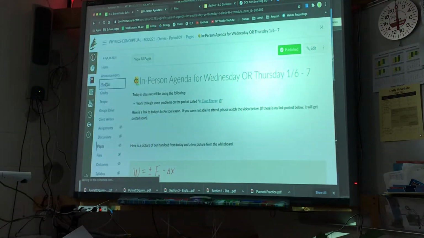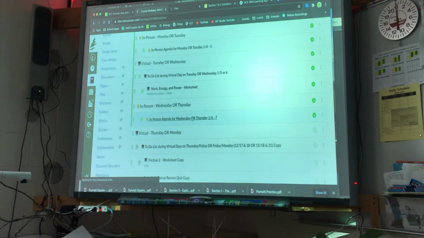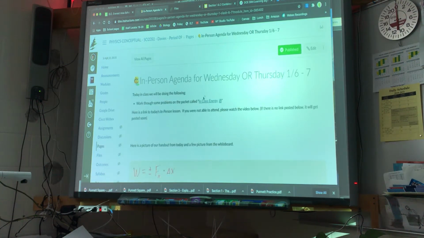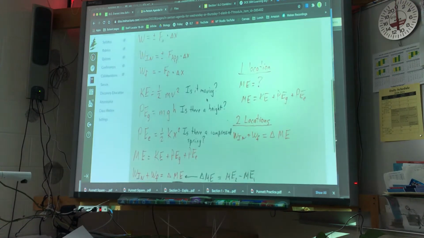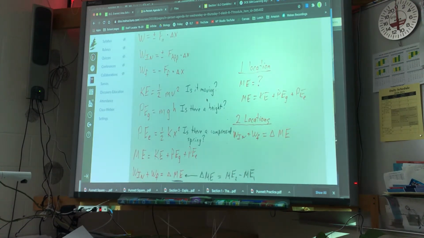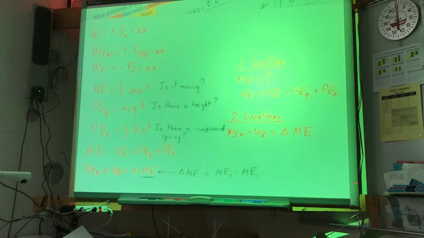Actually, gotta push the right button. So under today's modules, in-person agenda, here's that packet in-class energy, and then here are the equations that I have up on the screen. So I'm going to be referencing these as we go, but that's where we are getting these equations from. So almost all of these equations I introduced to you on Monday.